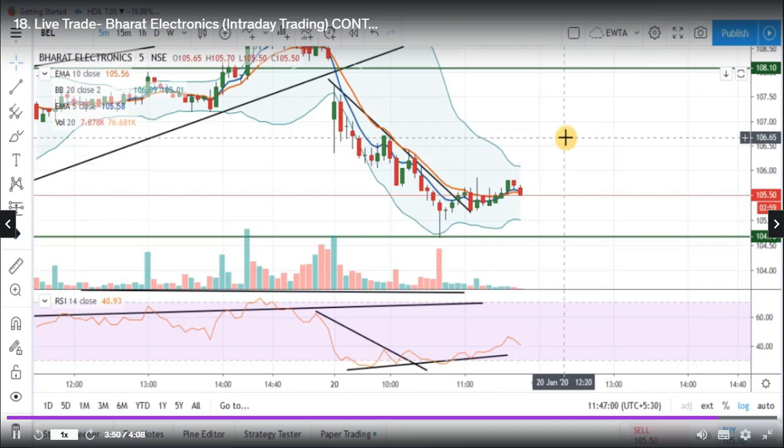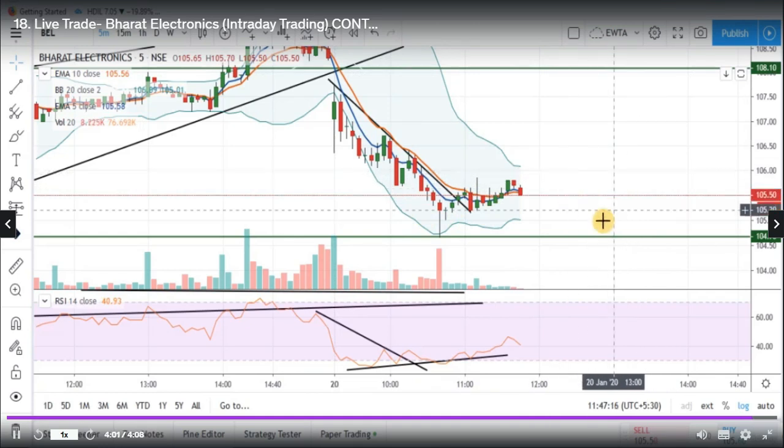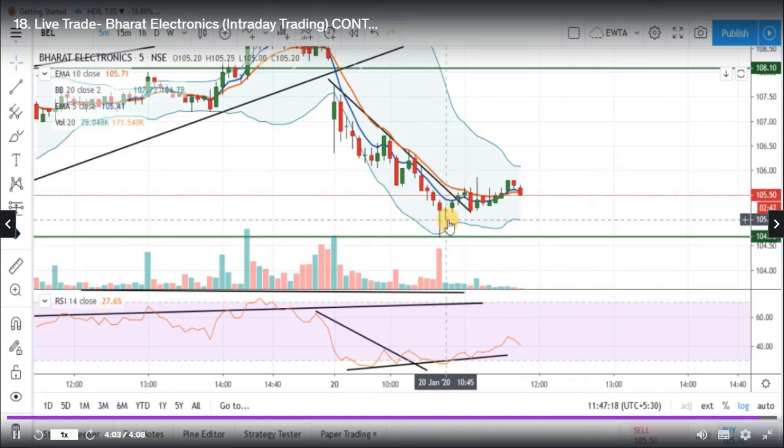So this was the intraday trade of Bharat Electronics, in which I entered a short position and I entered a long position based on the divergence strategy. In both trades I was in profit, but we should be very careful about our stop losses and about our target levels.